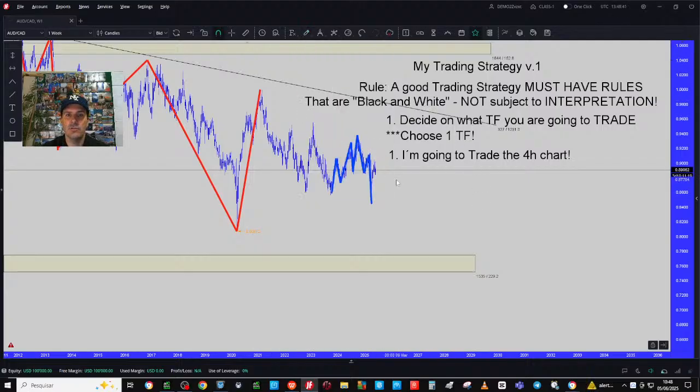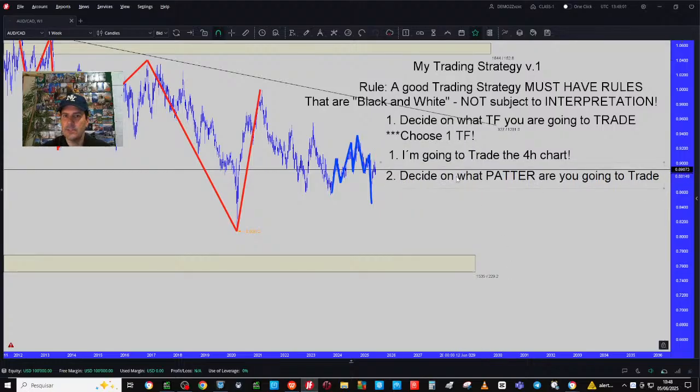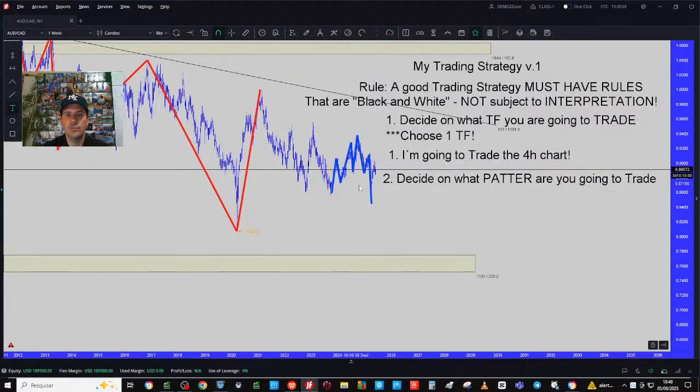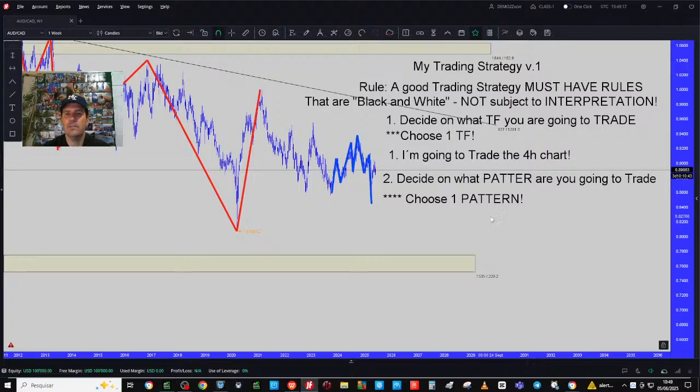Now let's go to number two. Congratulations, Olga. Number two: decide on what pattern you are going to trade. Here again we start with one. Choose one pattern. I want to trade the market wave, and I want to trade the short-term trend, and I want to trade the trend lines, and I want to trade the Fibonacci. Choose one. Start with one. Get good at one. Alright, everybody? If you're coachable enough, if you're humble enough, you're going to listen to me. Otherwise, it's going to be 5 years, 6 years, 7 years.